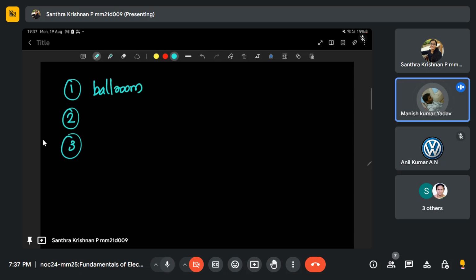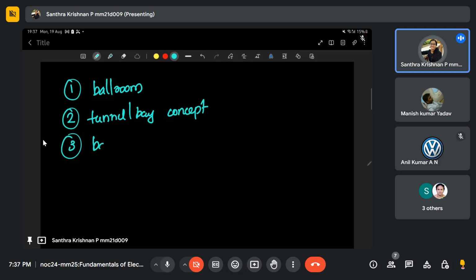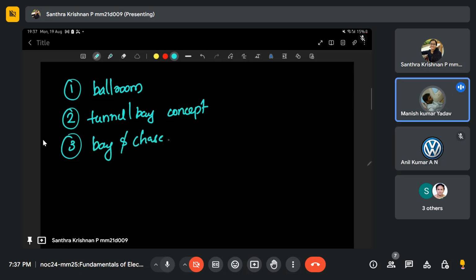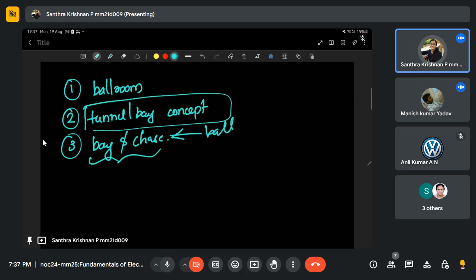In that, sir wrote that hoods with HEPA filters were used for the fab. And the second point, sir mentioned the tunnel bay concept. In that, sir told that bay is the clean area and tunnel is the area between bays. Only this is mentioned by sir. And third is the bay and chase concept. This is the ballroom design, and I agree, bay and chase is basically a ballroom design where the chase is between the bays. That is there. But one figure was also drawn by sir, and I'm not understanding what he meant by that. Okay, let me check anyway.